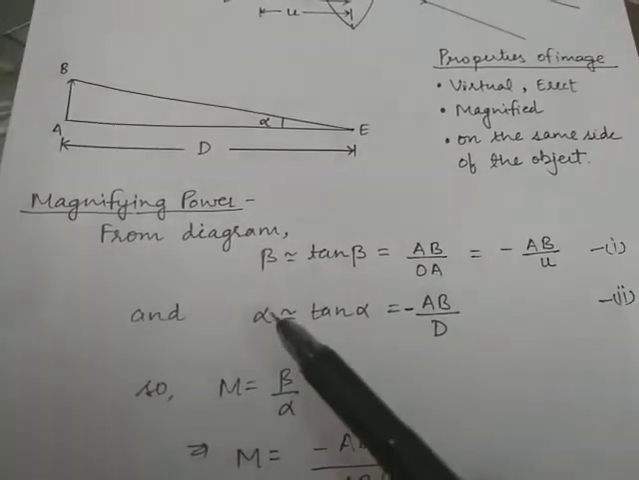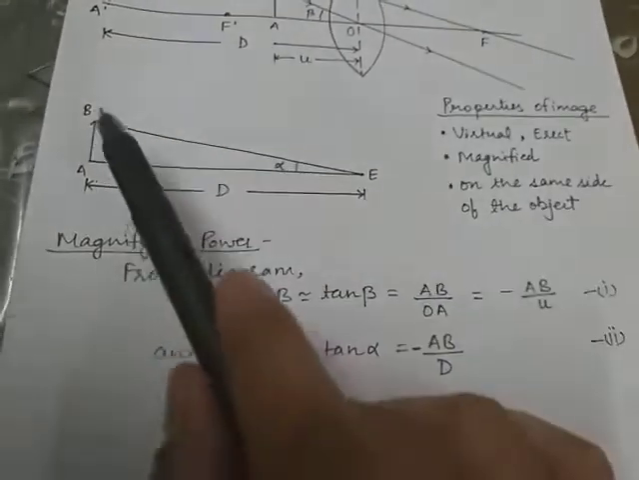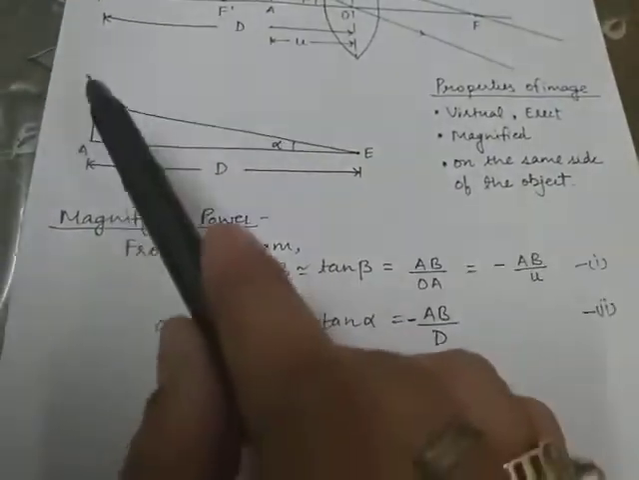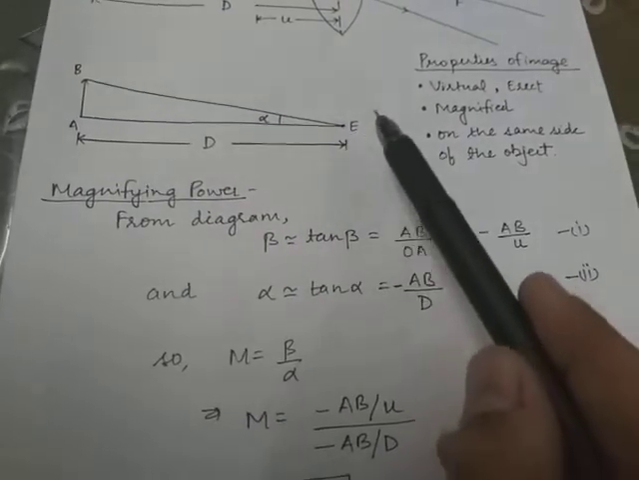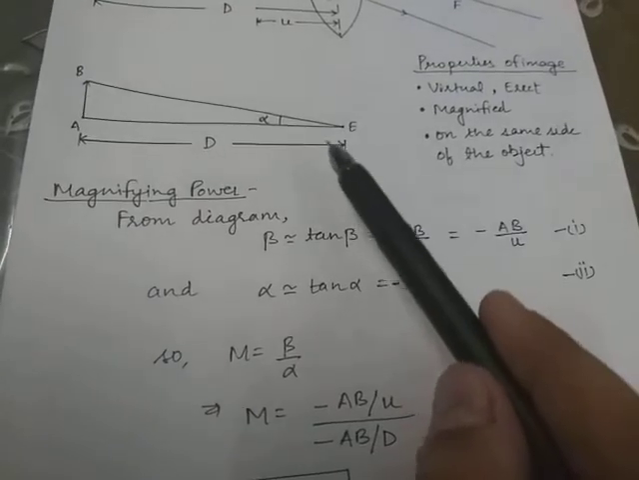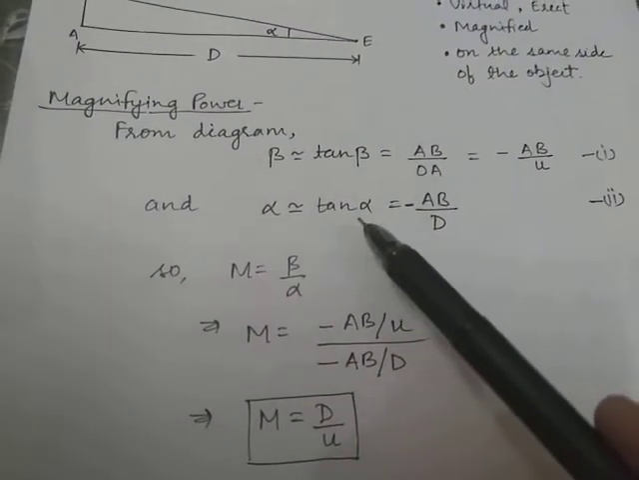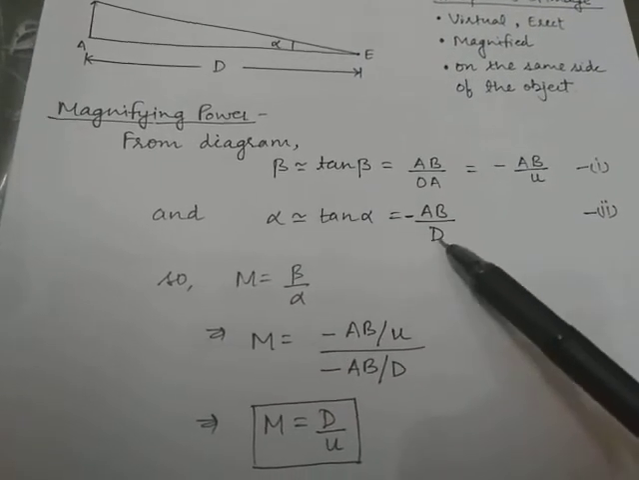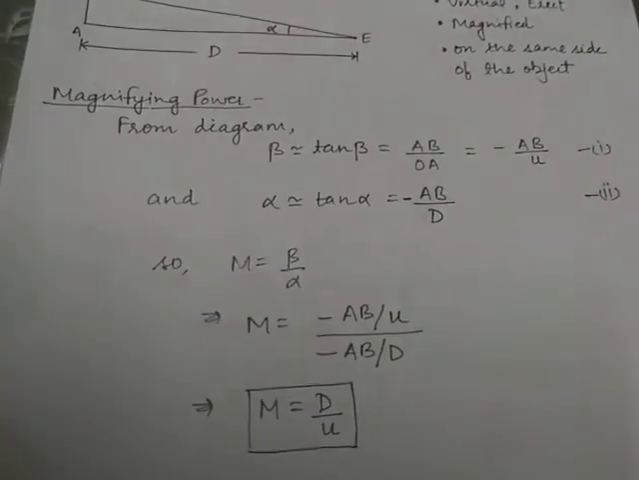And the value of alpha is taken from this triangle, that is perpendicular upon base. Tan alpha is equal to perpendicular upon base, meaning AB upon D. Again D is on the left side of the eye. This E is actually representing the eye, so it will be minus D. So alpha is almost equal to tan alpha, which is equal to minus AB upon D. AB is positive but D is negative, that's why it is minus AB upon D. Let it be equation number 2.